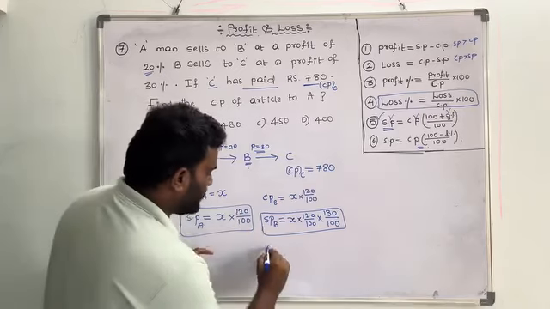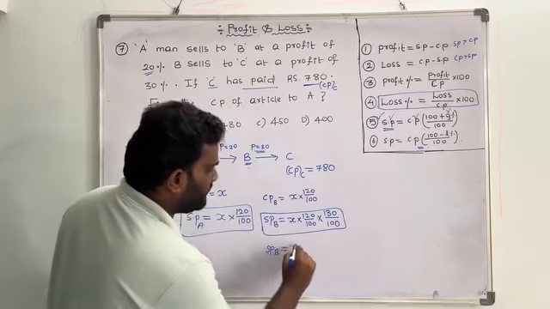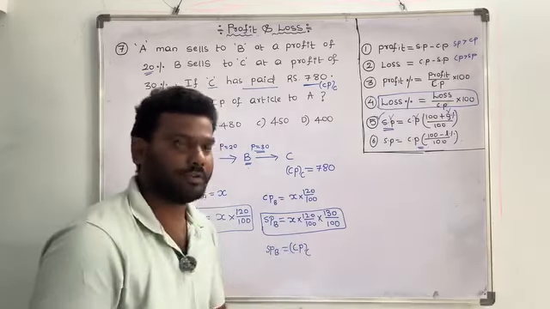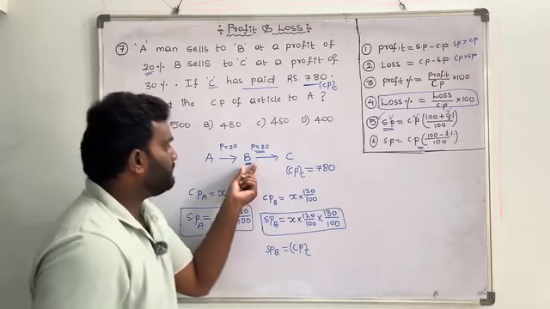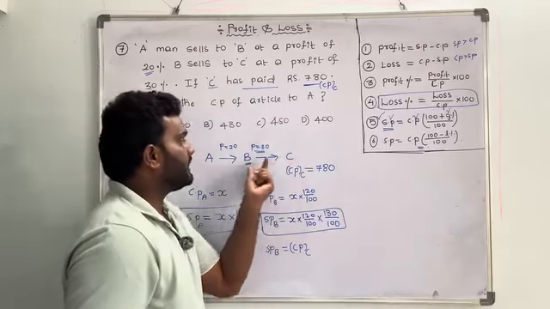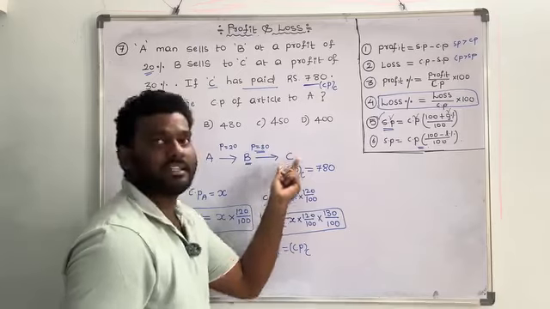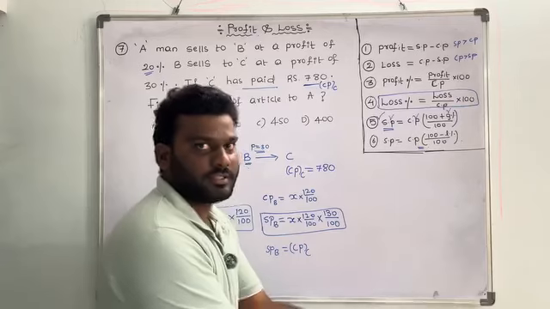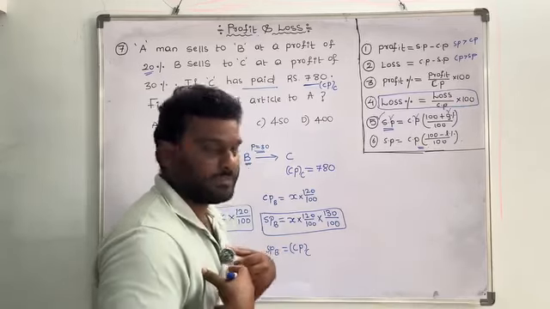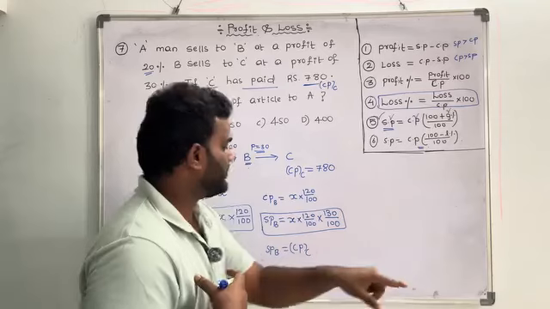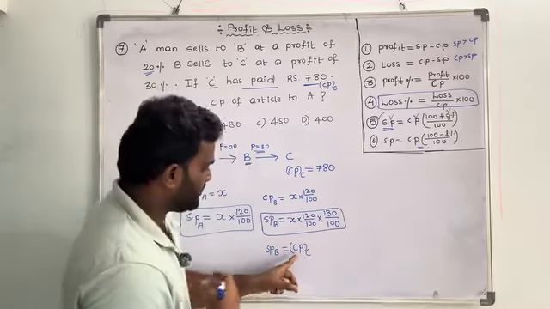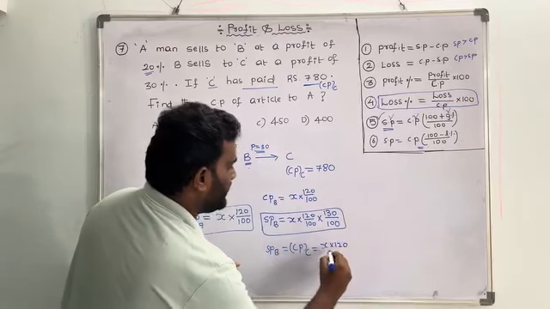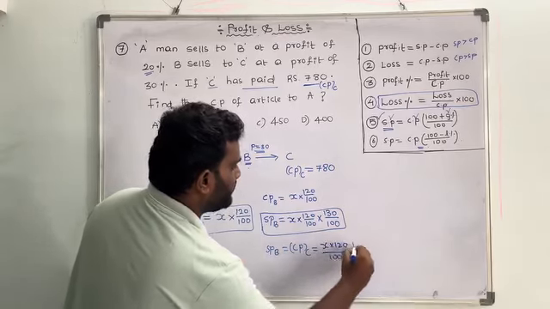So now the selling price of B will become the cost price for C. Am I right or wrong? Don't confuse. Whatever B is selling to C, that will become the cost price for C, right? I am selling to another person. So that is my selling price, but for him that is the cost price. That is why I have written like this. What is the cost price of C now? Same thing. This is X into 120 by 100 into 130 by 100.